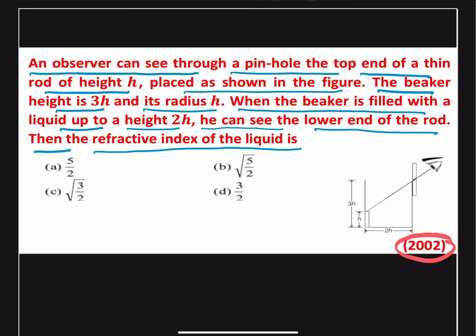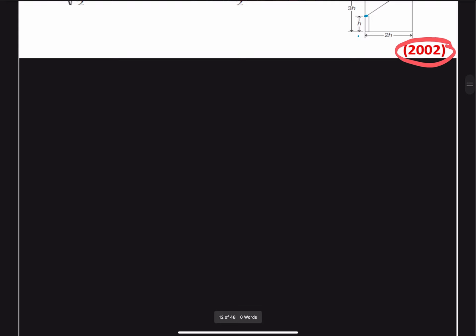So we are given a figure and the person can see the top of this thin strip whose height is given as h, and the total height of the beaker is given as 3h. In the second part, the beaker is filled with the liquid up to the height of 2h. Under that condition, the person can see the bottom of the lower end of the rod. So we can draw approximately the figure for that.